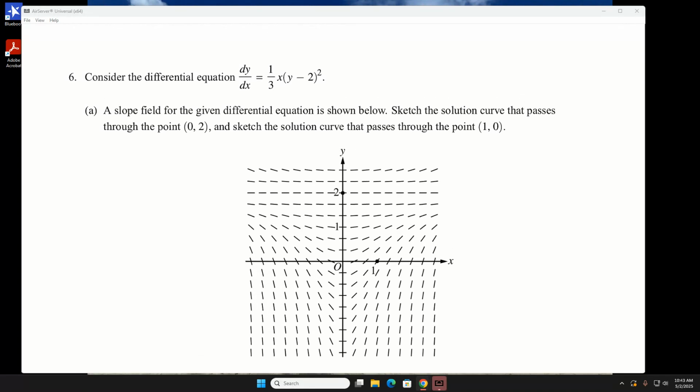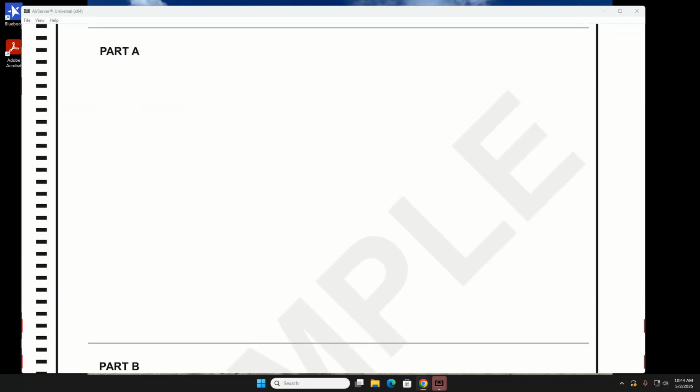All right, so this is the differential equation, and we have a slope field for this differential equation. And we're going to sketch the solution curve that passes through the point (0, 2), and sketch the solution curve that passes through the point (1, 0). So I think they might still do this, but what you would have to do is kind of draw it yourself. Now they're not going to want you to draw all the little slopes. What they would want you to do is put a point at (0, 2), and put a point at (1, 0). And then looking at your slope field, I'll let you guys do that.